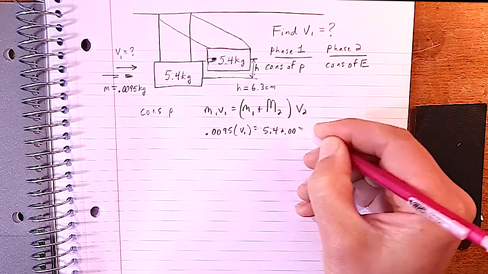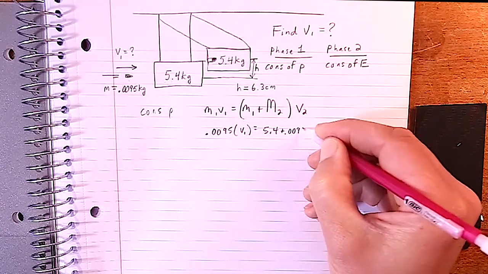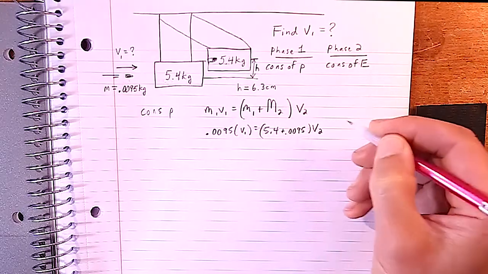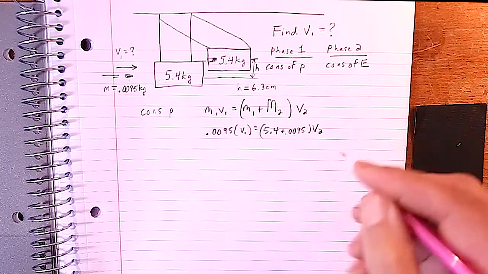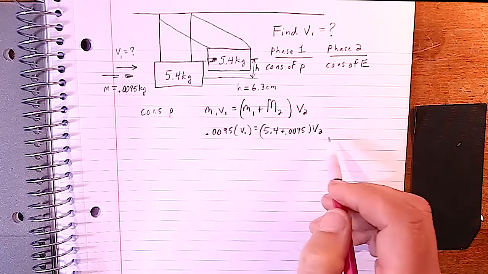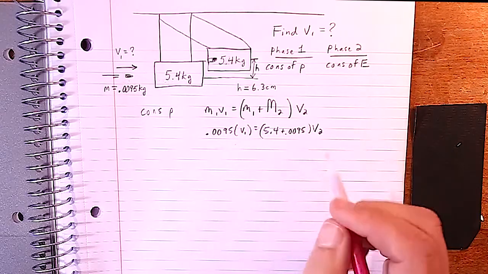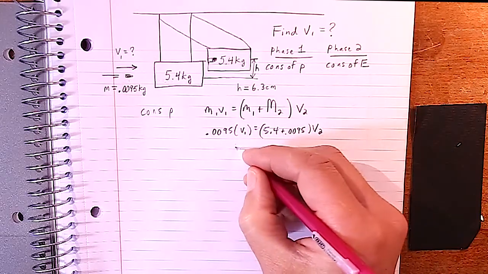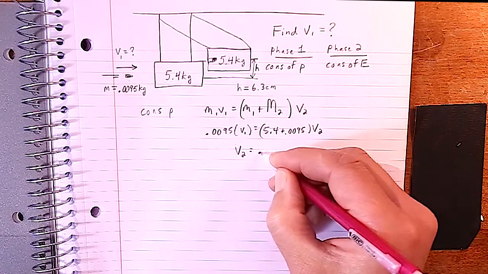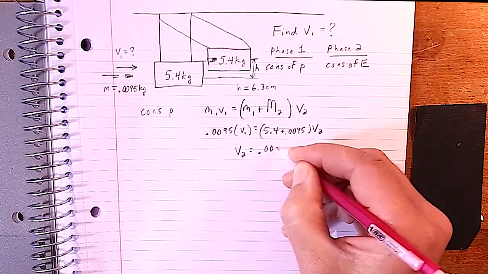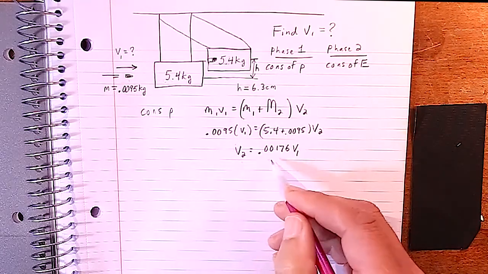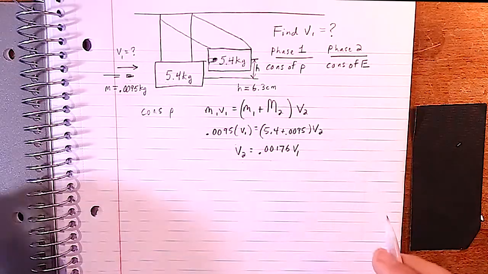Now, if you don't put that in there, you'll probably get the same answer, but if you don't do that on a test, you're going to lose points. And that's equal to v2. So here we've got a problem. We have one equation with two unknowns. So what we're going to do is isolate for v2, and when you do the math on that, you get 0.00176 v1.